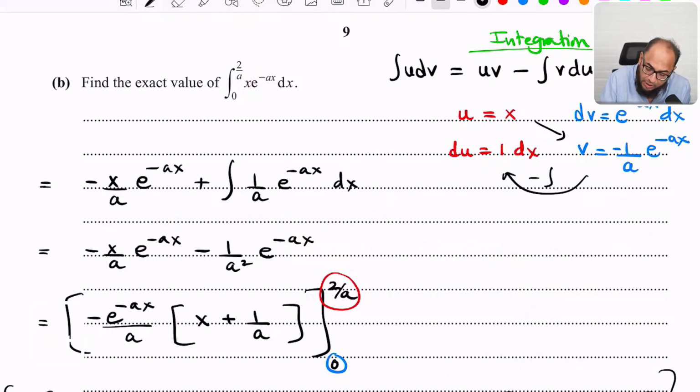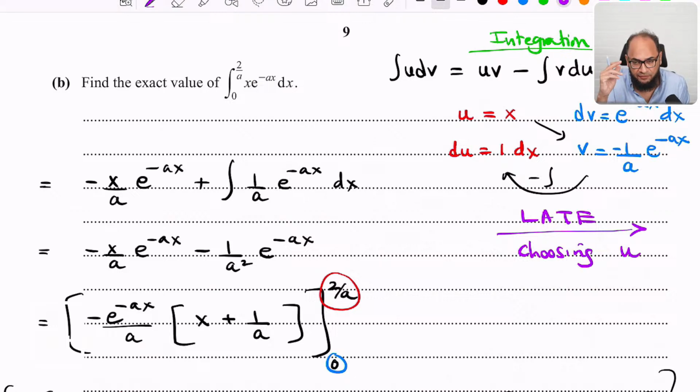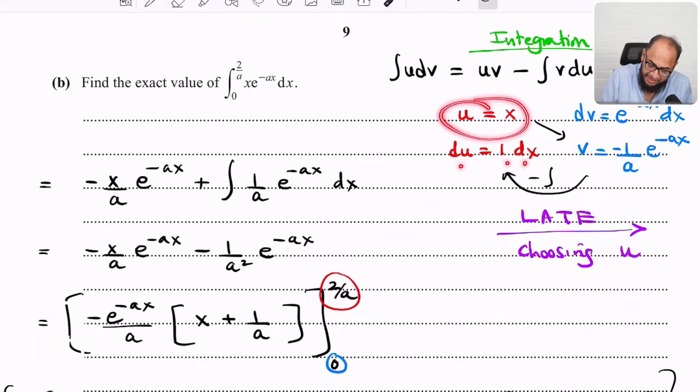So we have this rule called LATE, L-A-T-E, for choosing u. U is the one that gets differentiated. dv is the one that gets integrated. So what we do is that u is x, du is 1 dx. dv is e raised to the power of negative ax. Integral of exponential remains as it is. Derivative of the power comes down and divides. The derivative of minus ax is negative a, so negative 1 over a divides.